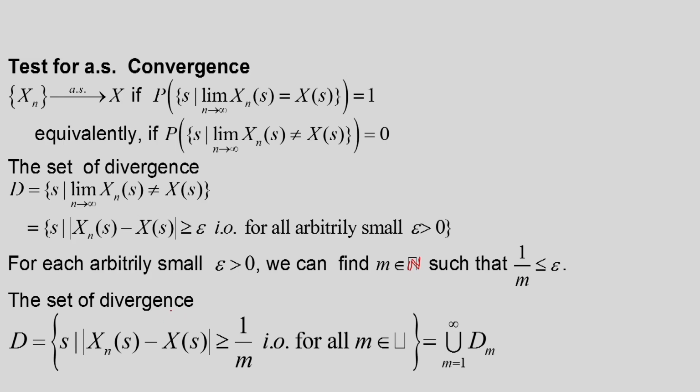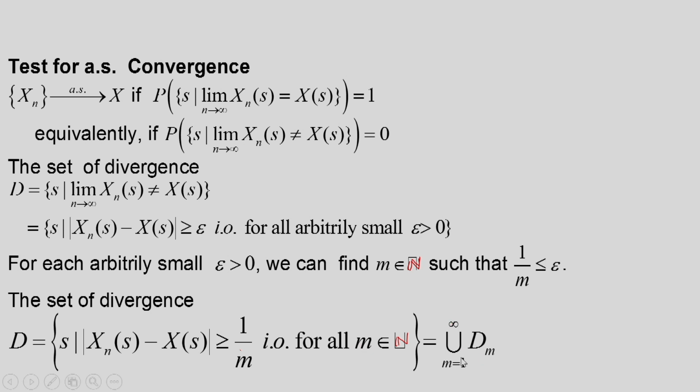So this set of divergence we can now define as D, the set comprising of elements s such that mod of Xn(s) minus X(s) is greater than or equal to 1 by m infinitely often, for all m belonging to N. Since we can count m, we can write this as the union of Dm, m going from 1 to infinity, because all m we have to consider.